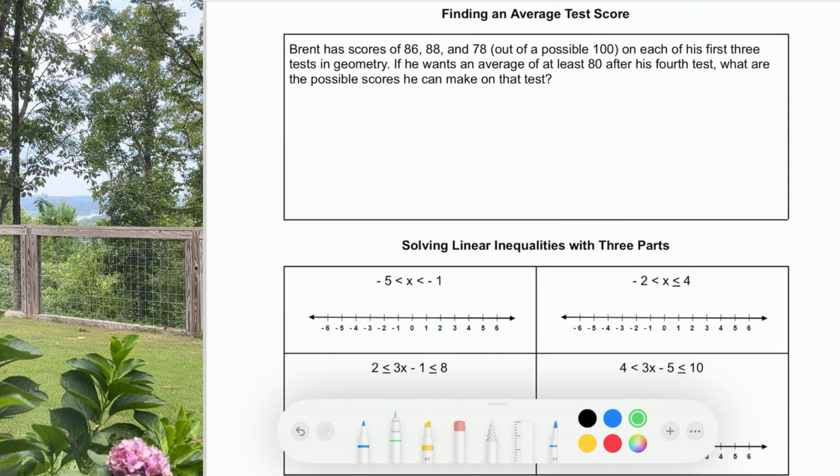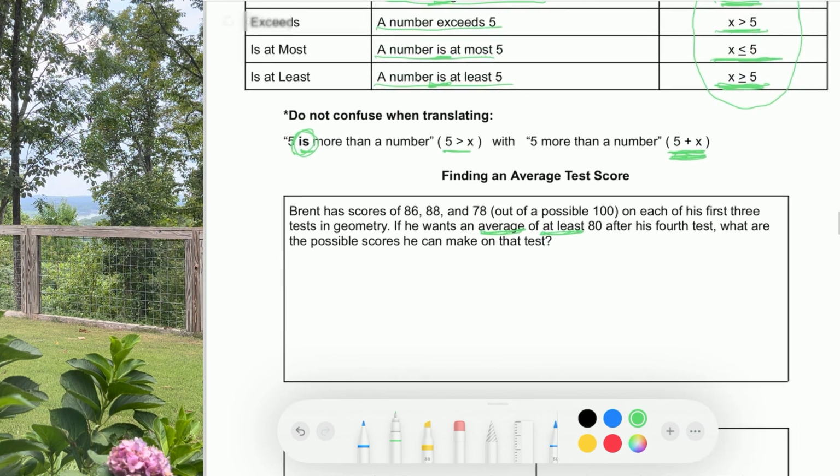All right, finding an average test score. Brent has scores of 86, 88, and 78 out of a possible 100 on each of his first 3 tests in geometry. If he wants an average of at least 80 after his 4th test, what are the possible scores he can make on that test? All right, so if it says at least, that's this version right here. So we're going to have something where our inequality is this with 80 over here. Whatever's on this left-hand side must be greater than or equal to 80 based on what they're asking us.